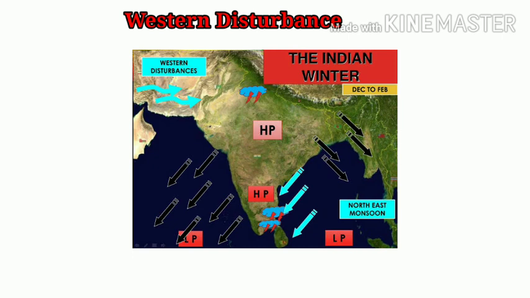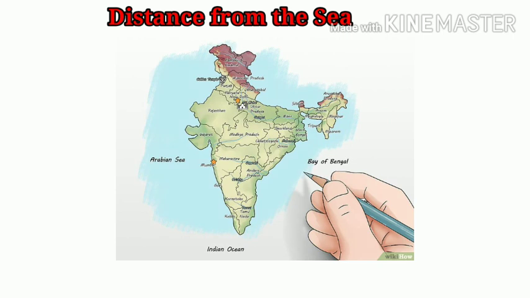Now let us take the next factor, that is, distance from the sea. The role of the sea is also there, and the distance also diversifies the climate of India. The southern half of India is surrounded by sea on three sides: on the western side the Arabian Sea, you can see on your map, on the eastern side the Bay of Bengal, and at the bottom the Indian Ocean.